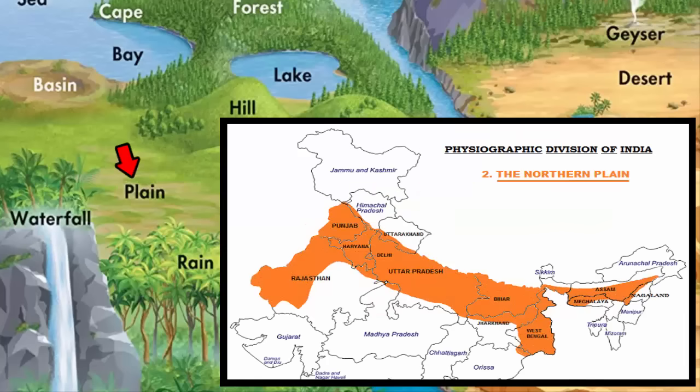A good example is the North Indian Plain. Rivers like the Indus and Ganga have been depositing this sediment in this plain over thousands of years. In the northeast of India, the Brahmaputra Plain or the Brahmaputra Valley in Assam is another good example of how the river Brahmaputra has been depositing sediments for thousands of years.